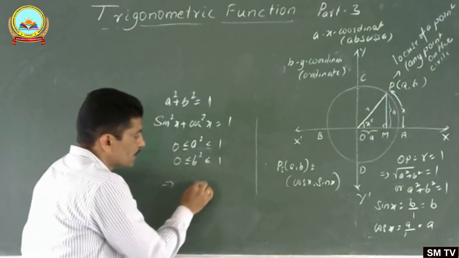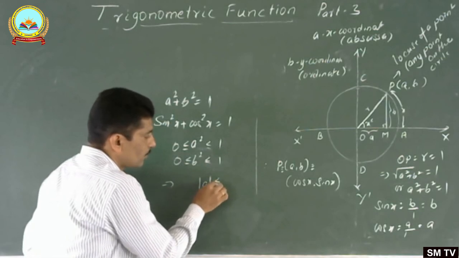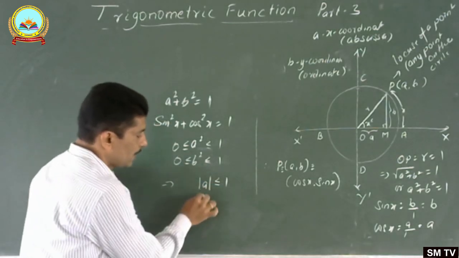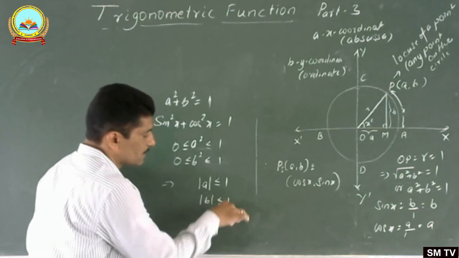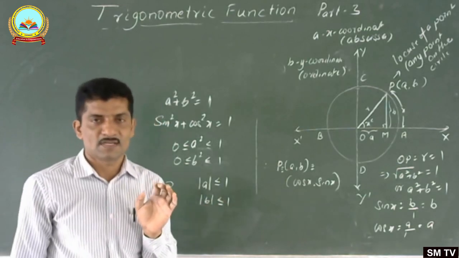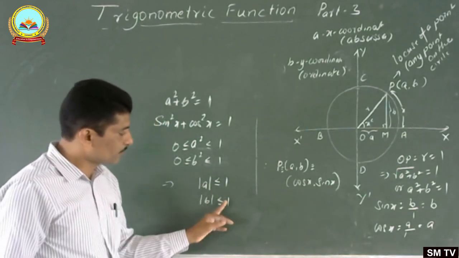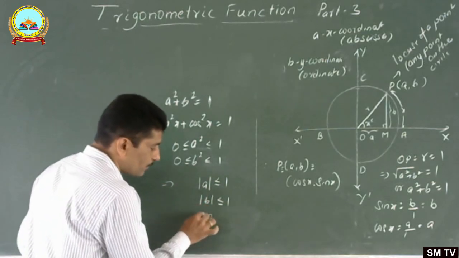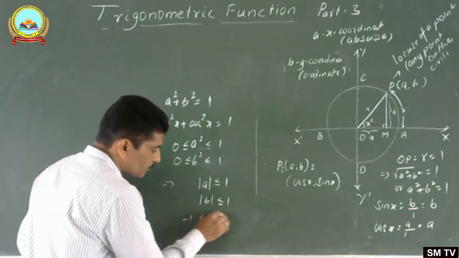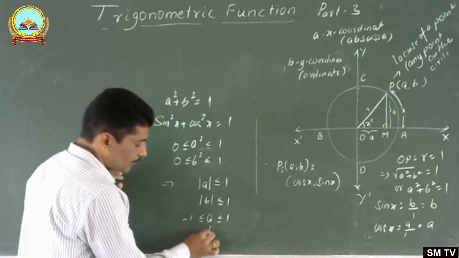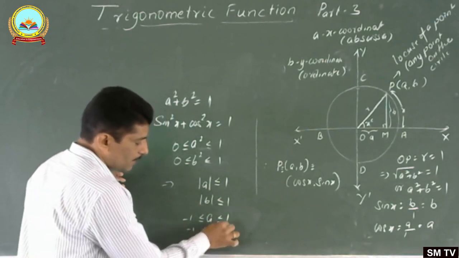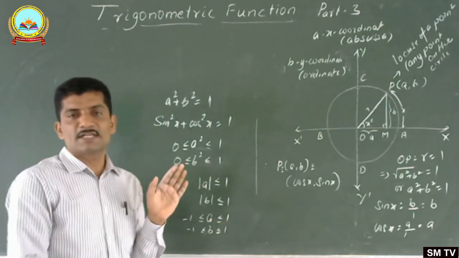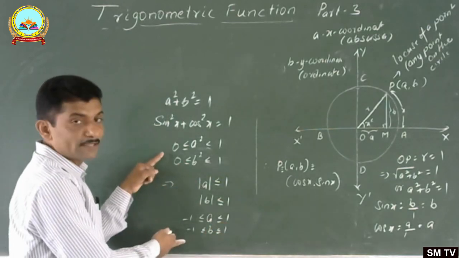It implies you can say that modulus of a is always less than or equal to 1 and modulus of b is always less than or equal to 1. Modulus of a less than or equal to 1 and modulus of b less than or equal to 1 means the value of a lies between minus 1 to plus 1 and the value of b also lies between minus 1 to plus 1. Using the inequalities, you can define these values.